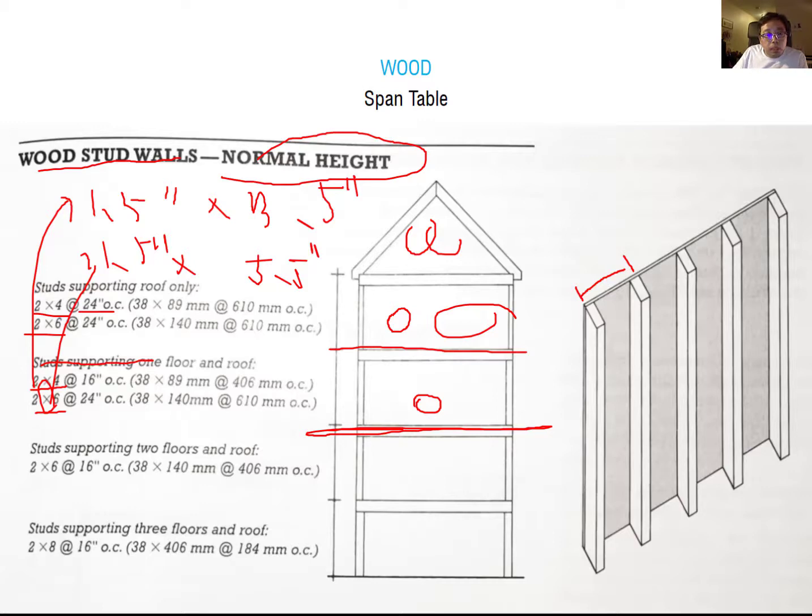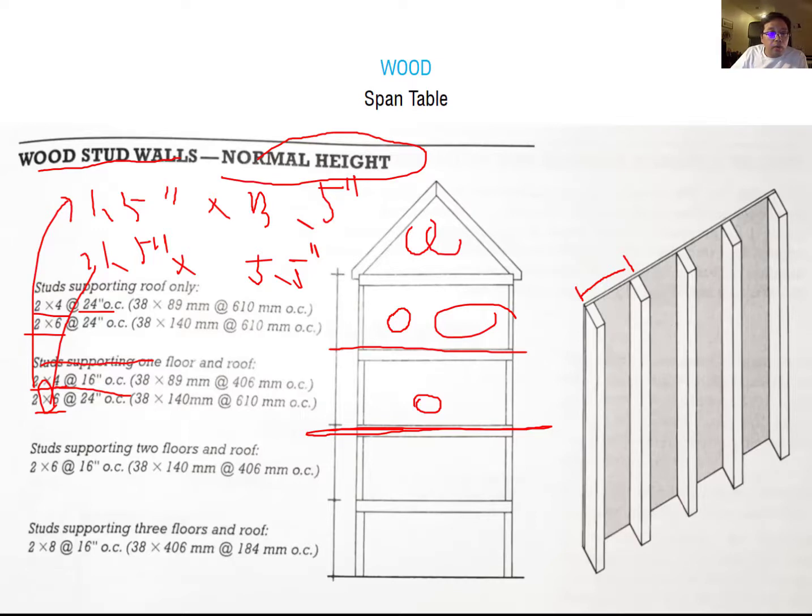Okay, so if you have to support one floor and the roof, when you use a 2x4, you can make just a 16-inch distance between the vertical studs. However, when you use the 2x6, it's a bigger stud, which means a stronger one. You can make more distance compared to the 2x4, right? Because with the weaker one, you have to be denser to support the weight. But if you have a stronger one, you can make more distance between the timbers, okay?